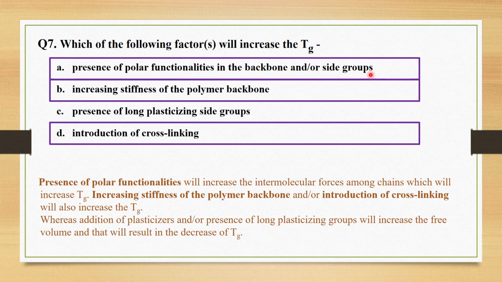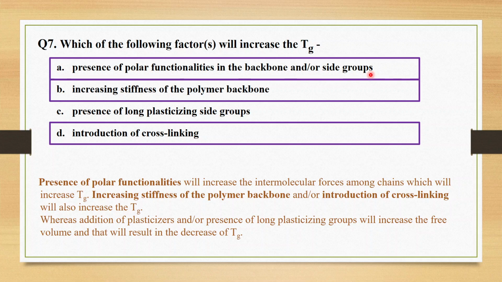Next was presence of long plasticizing side groups. Now you already know that plasticizers are generally used to increase the space between the polymer molecules. That is the work of a plasticizer. So as you increase the size of the side groups of plasticizers, the free volume between the polymers gets increased, and as you increase the free volume, obviously the TG will decrease.